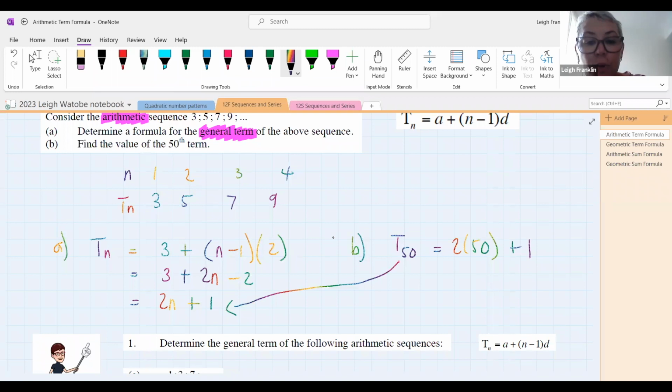If I wanted to, I could also say the 50th term is A, which is 3, plus n minus 1, so that would be 50 minus 1 times my difference, which would be 2 in this case. And you'll see you'll end up with the same answer. I think this method over here is preferable because it's a little bit faster. So that would give us 100 plus 1, which gives us 101. And of course, we would get the same answer here.